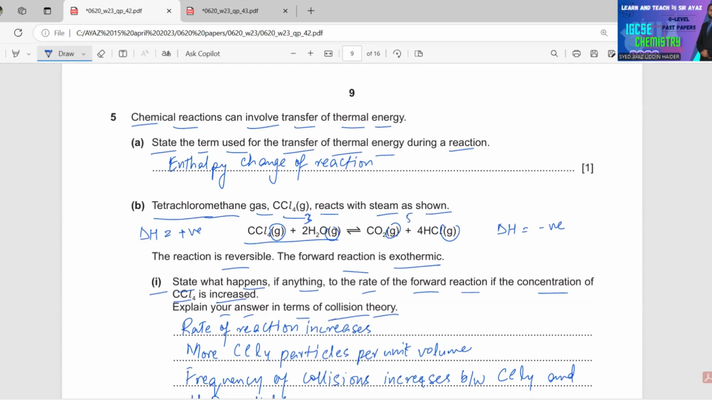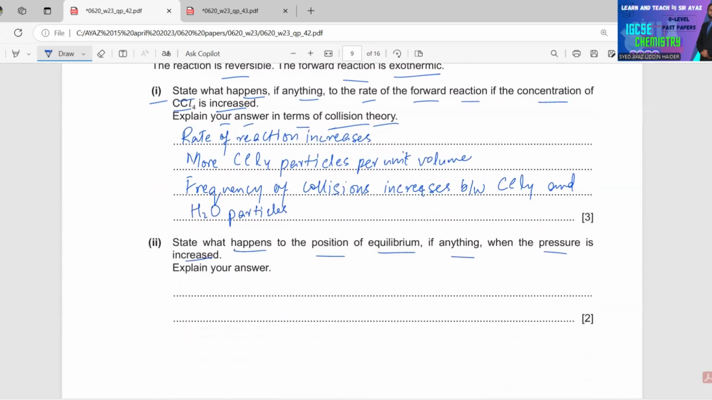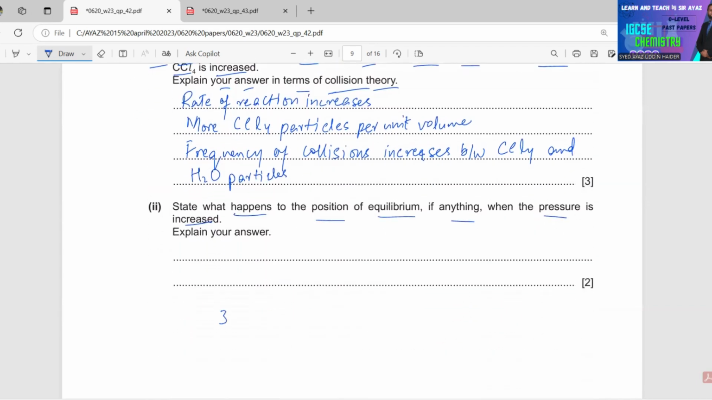So for your convenience, I am writing it here. 3 moles of gases, 5 moles of gases. So remember, when you increase the pressure, the equilibrium will shift to the side with fewer moles, or you can even quote it as volume of gases. So you write: position of equilibrium moves to the reactant side.